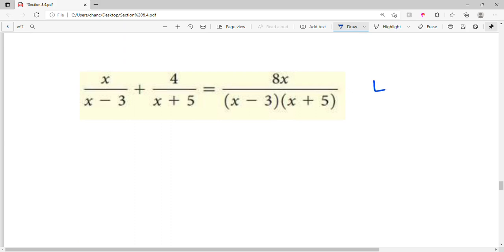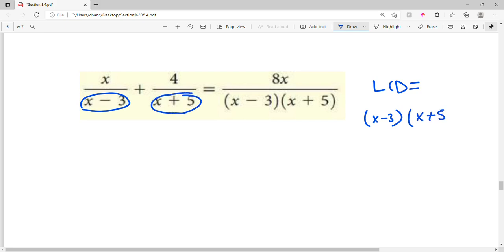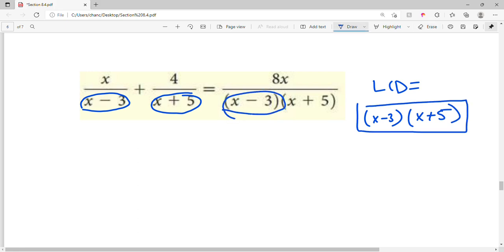Let's start this problem now by looking for that LCD. I want to take the x minus 3 because I need to be divisible by x minus 3. I want to take that x plus 5. Again, I want to be divisible by x plus 5. If you look, we have x minus 3 and x plus 5 here. I don't need those terms because we already have x minus 3 and x plus 5 in our LCD.